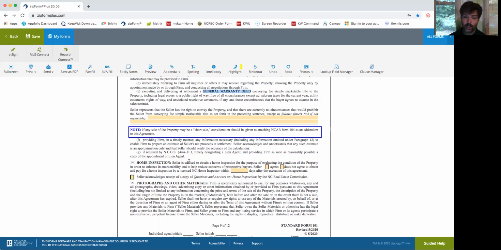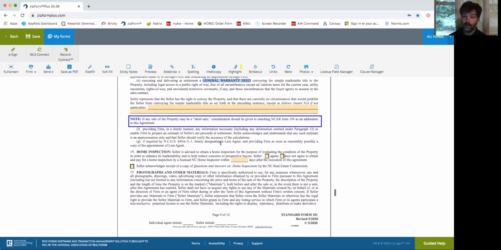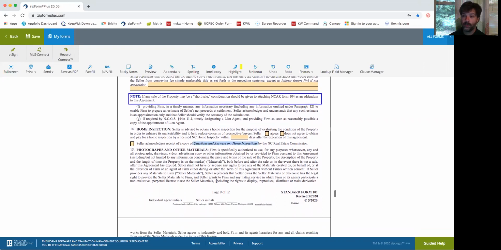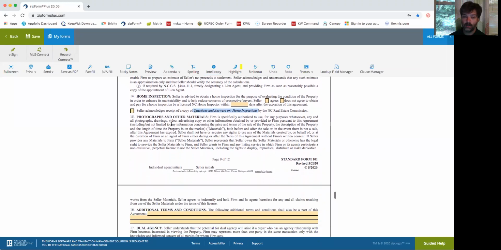This goes over home inspections, and I always encourage the seller to get a home inspection at the time of listing, and they agree or do not agree to get one, and that is a great opportunity to help discover material facts. Go ahead and give them a copy on that question. The answer on home inspection is put forth by the Real Estate Commission. It's an excellent brochure. It's free. It's a PDF. You can download it from NCREC.gov. It's also in your forms. Check that box. Give it to them.